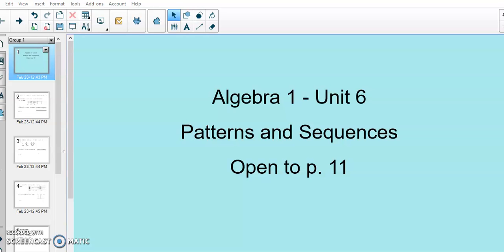Please open up your packets to page 11. The title appears on page 10, but the lesson begins on page 11. We are totally switching gears within this unit now, and we're moving into patterns and sequences.